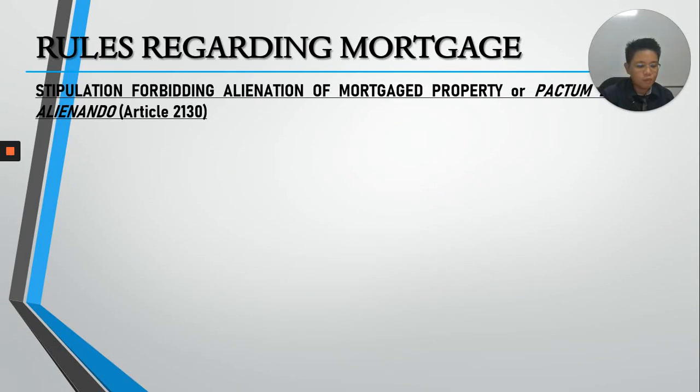What else? 2130 talks about a stipulation which forbids alienation or sale of a mortgaged property. So, this is called your pactum de non alienando.